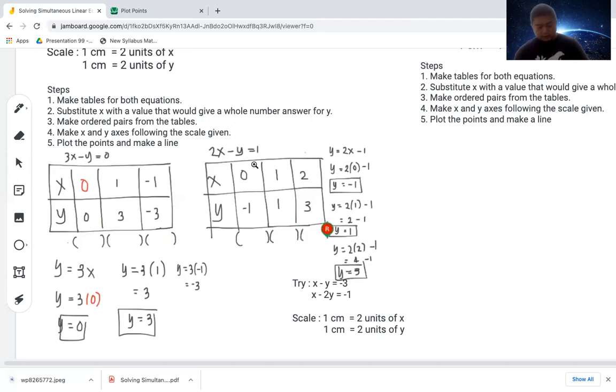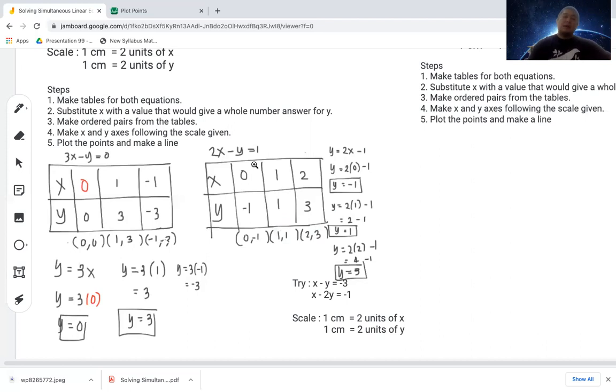points. So let's say, for example, this is 0, 0. This is 1, 3. And this is negative 1, negative 3. And this one is 0, negative 1. This is 1, 1. And this one is 2, 3. All right. So you now have 3 points that you could graph.